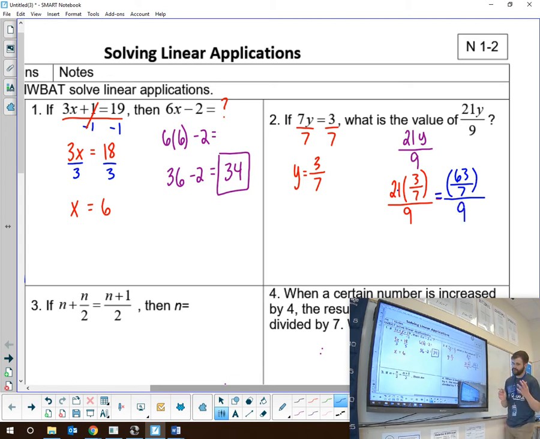Wow. Still we have a fraction inside of a fraction. So what are we going to do? Well, let's see here. 63 divided by 7. Plug that into your calculator if you want to, but 63 divided by 7 is 9. So we're just going to have a 9 over 9. Anything divided by itself is just going to be 1. So my final answer is going to be 21y over 9 equals 1.